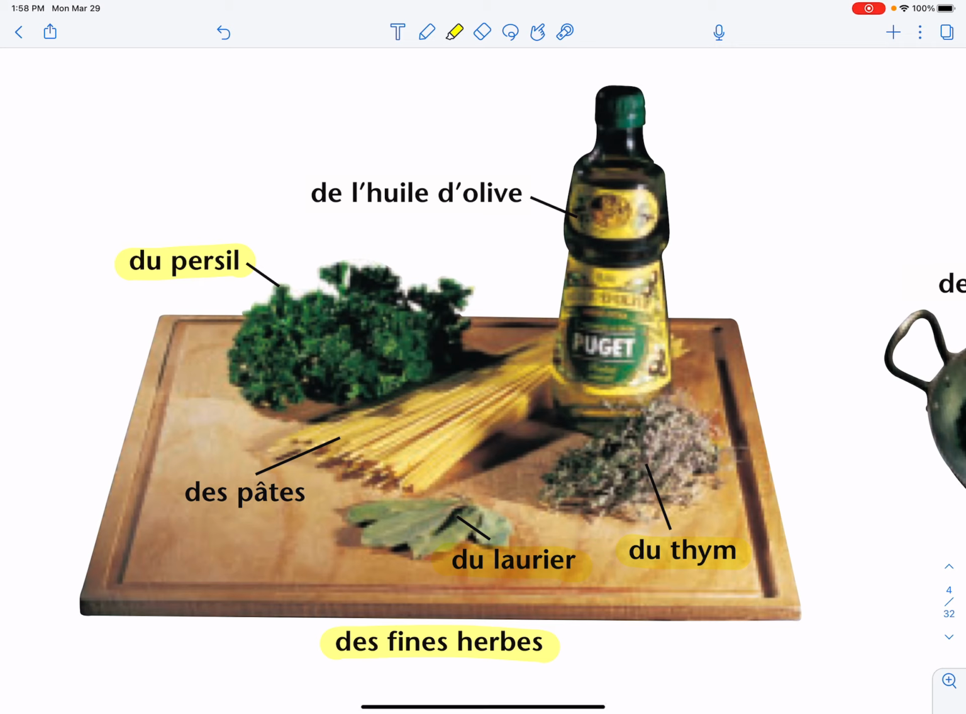And then included but not actually herbs, de l'huile d'olive, olive oil. The word huile is just a word for oil in general that we'll see again when we get to the car chapter. And des pâtes, pasta.